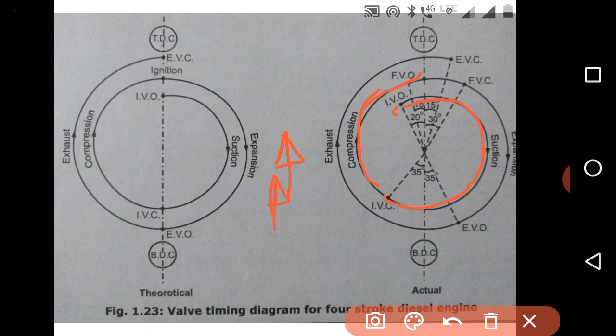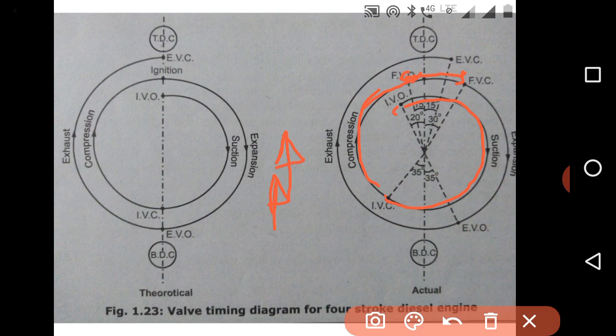What we are doing, we are starting the injection of fuel, and we are closing the injection of fuel 30 degree after top dead center. So this is where the fuel injection is starting. From here we are injecting the fuel, and we are closing the fuel injection 30 degree after BDC.